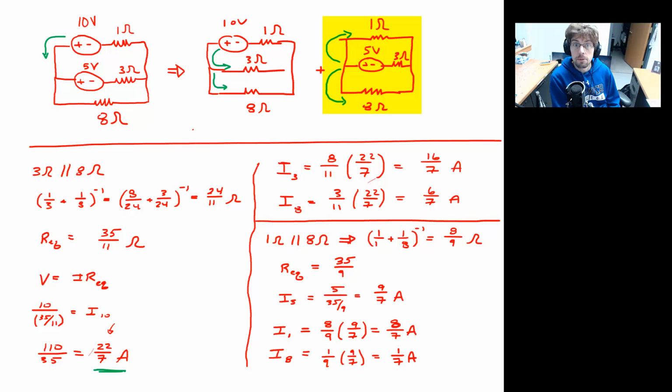So you have to pay attention when we're doing the superposition. If they're in the same direction, they need to be added together. If they're in opposite directions, they need to be subtracted. We have to take the difference.